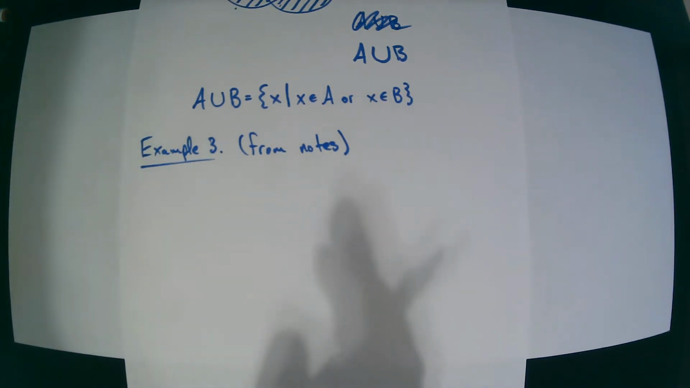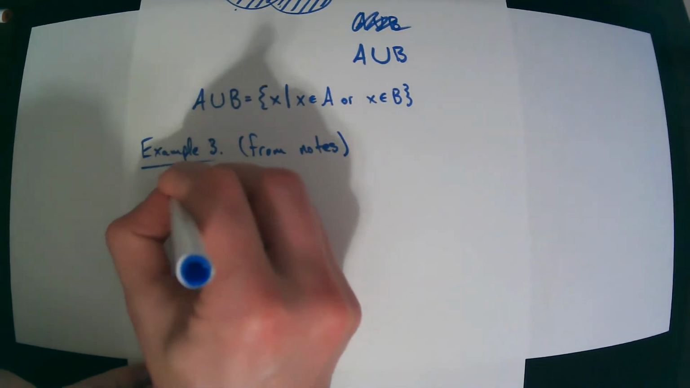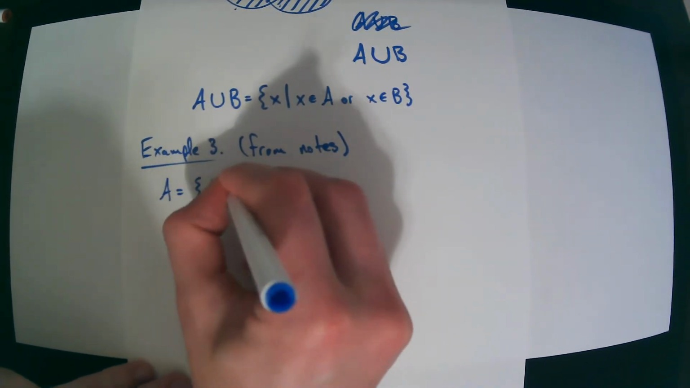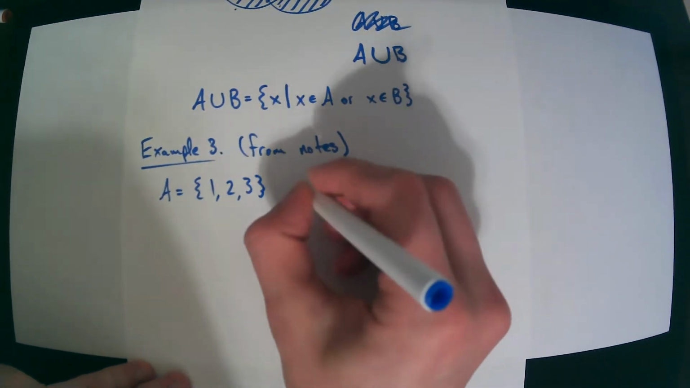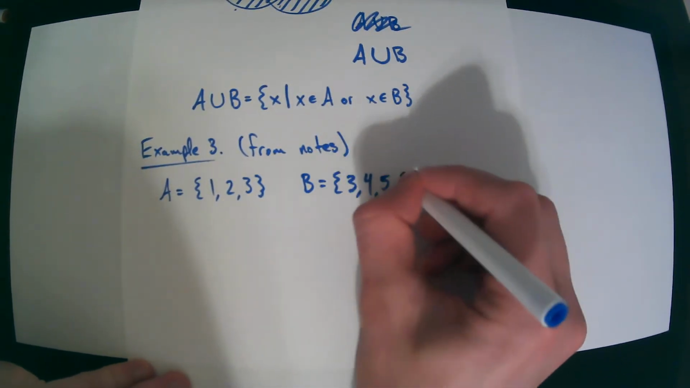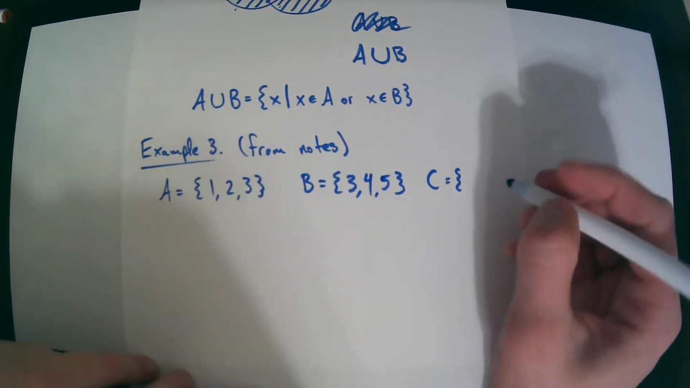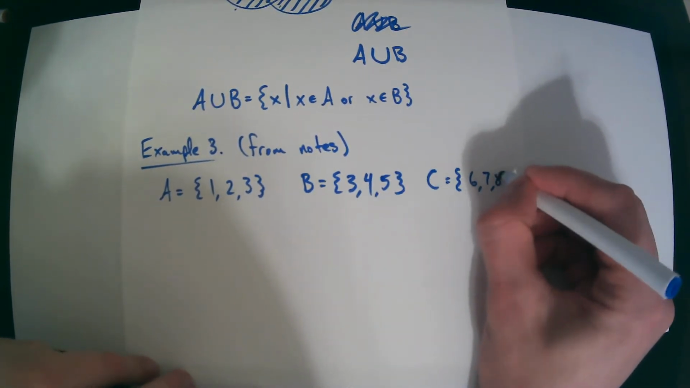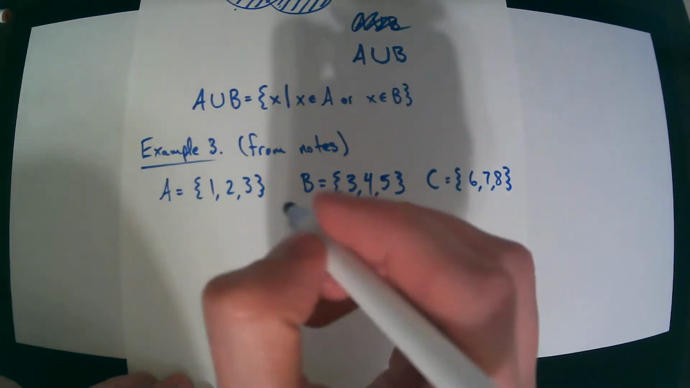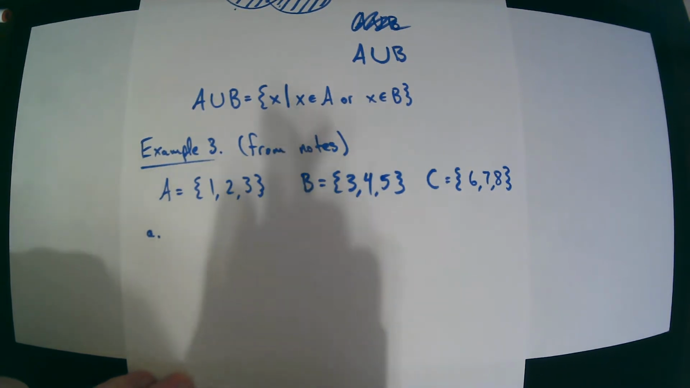Example 3, from the notes. Let A equal the set containing 1, 2, 3. B is the set 3, 4, 5. C is the set 6, 7, 8. We have some questions. Part A says to find A union B.